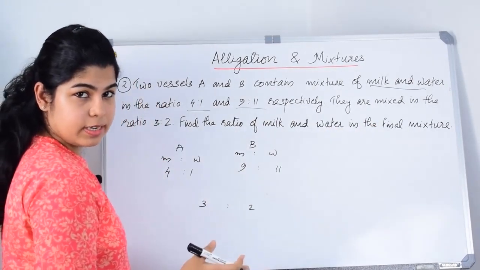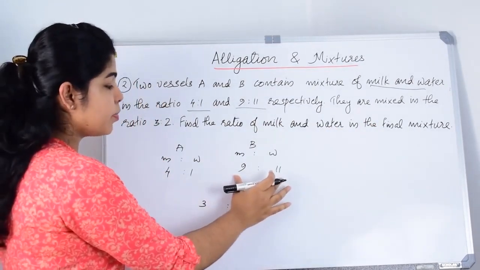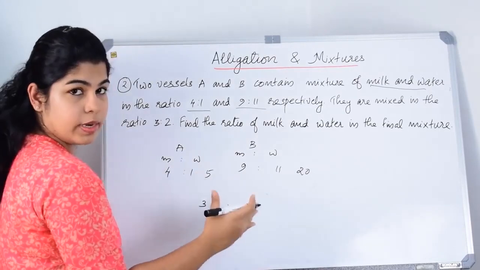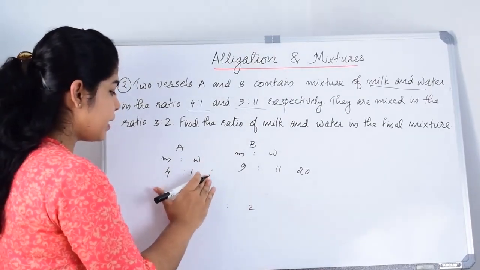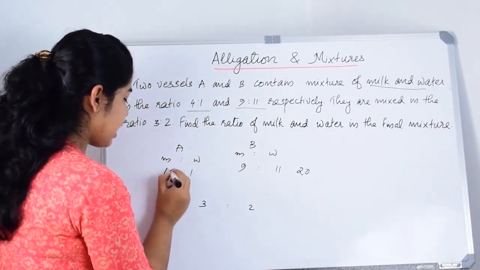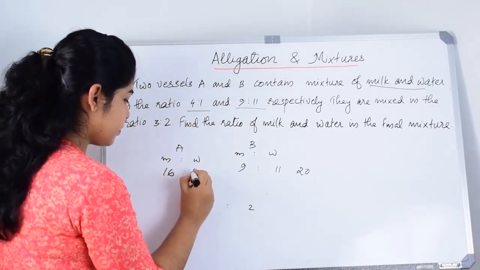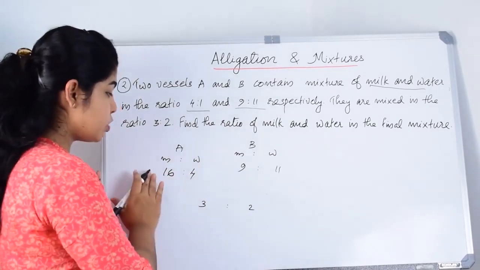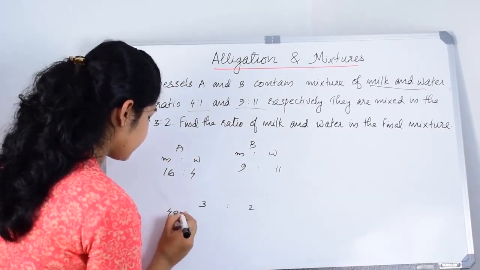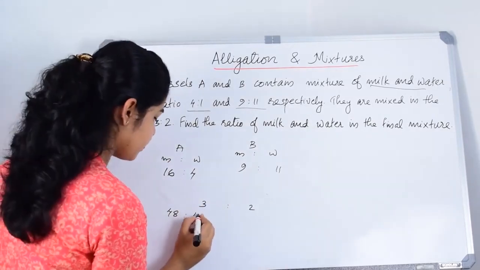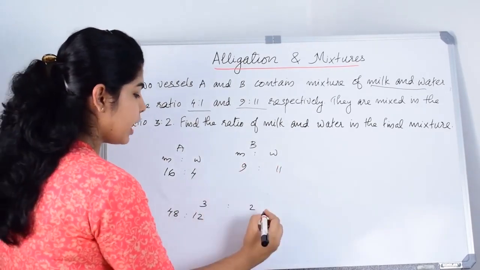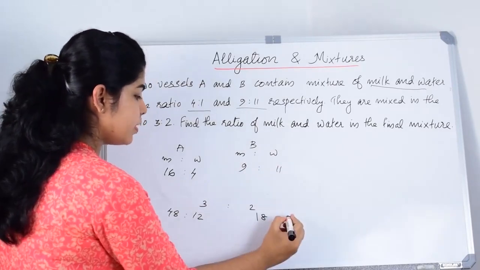To make the calculations better, I am just taking the base as the same. See here, the sum of 9 and 11 is 20, and here the sum of 4 and 1 is 5. How can I convert 5 to 20? By multiplying by 4. So I am multiplying both these terms with 4. So 4 into 4 is 16 and 1 into 4 is 4. Right? Now we will take 3 parts of vessel A. So 3 parts of vessel A means 3 into 16 is 48, then 4 into 3 is 12. Similarly, we need to take 2 parts of the mixture in vessel B, that is 2 into 9, 18 here, and 2 into 11, 22 here.